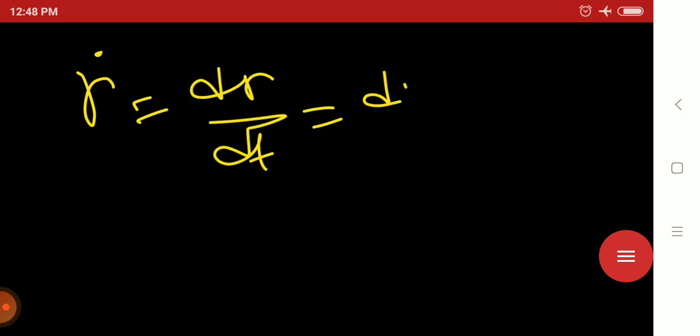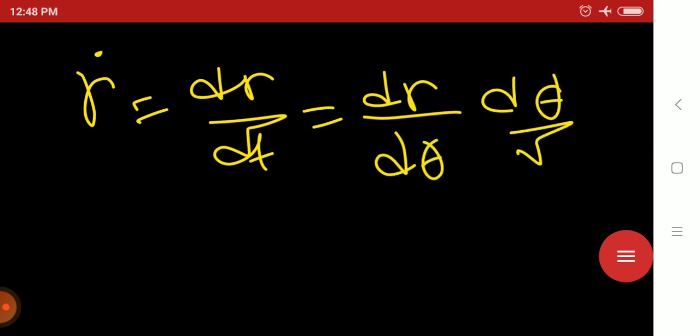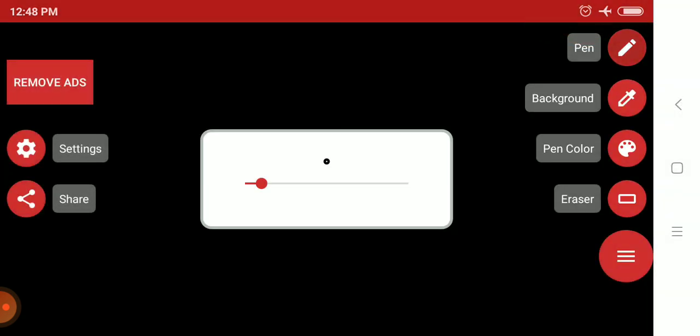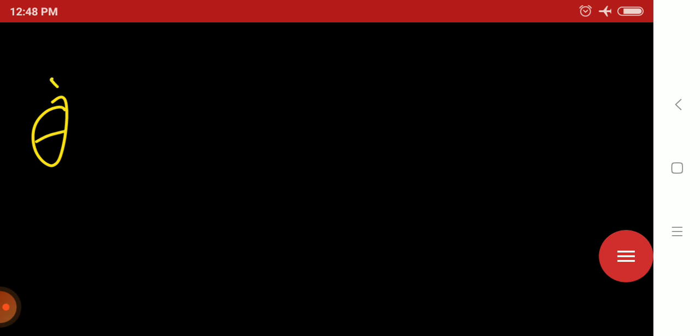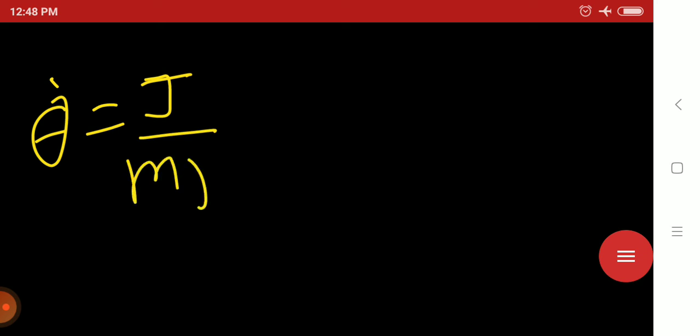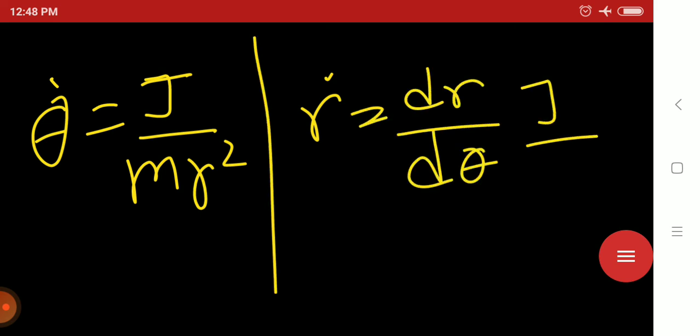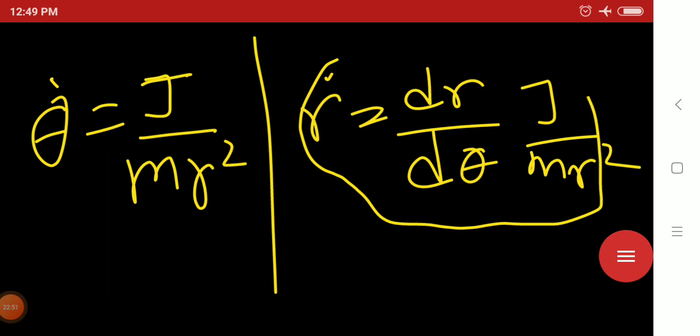Dr by dt can be written as dr by d theta into d theta by dt, that means dr by d theta into theta dot. Now one twist is coming. Theta dot equals what? From the first integral of motion, we have J equals mr square theta dot, so theta dot equals j by mr square. So r dot can be written as dr by d theta into j by mr square.